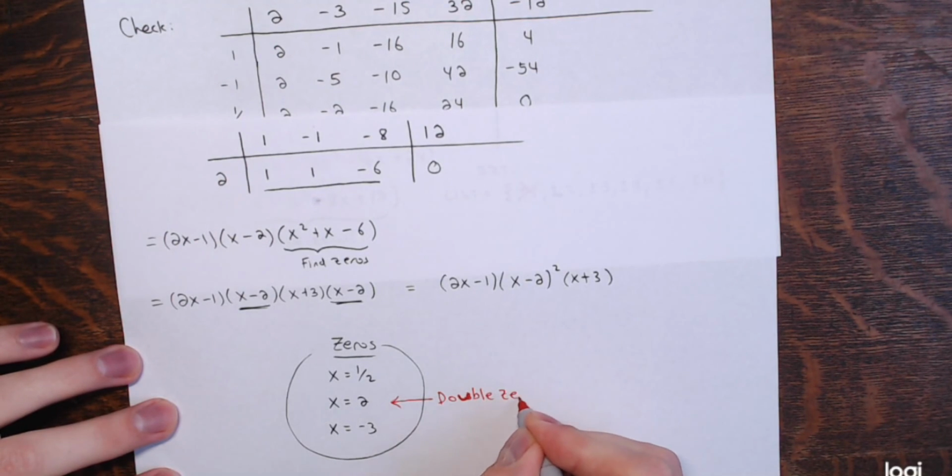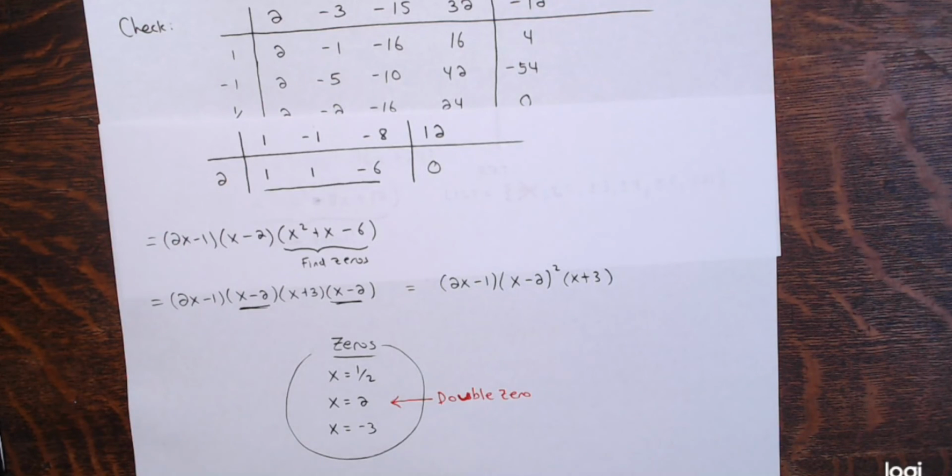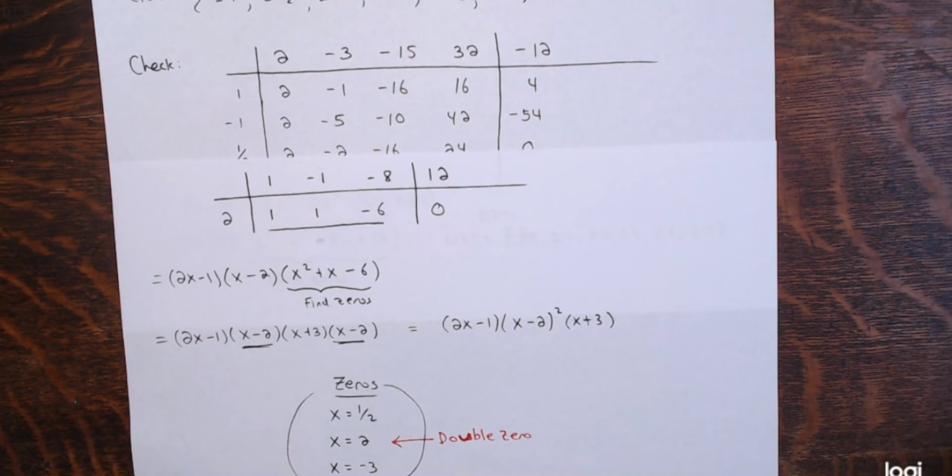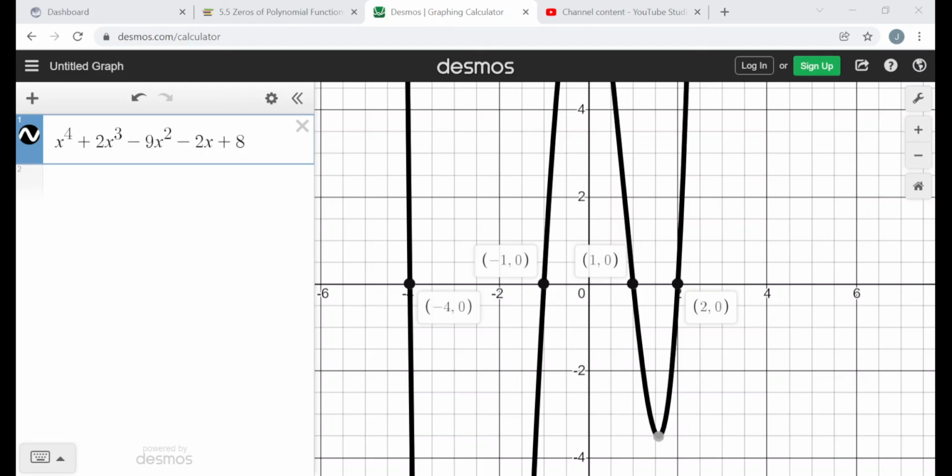And you may recall from earlier videos, earlier parts of this chapter, when a real 0 has a multiplicity of 2, the graph is going to bounce off the x-axis at that 0. The other ones have a multiplicity of 1. The graph is just going to cross over the x-axis. But at x equals 2, we're going to see the graph touch the x-axis and bounce off. And let's see that. I'm going to go back to that Desmos site again and enter the polynomial we were given.